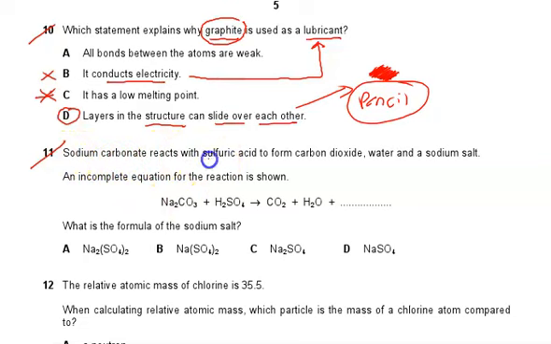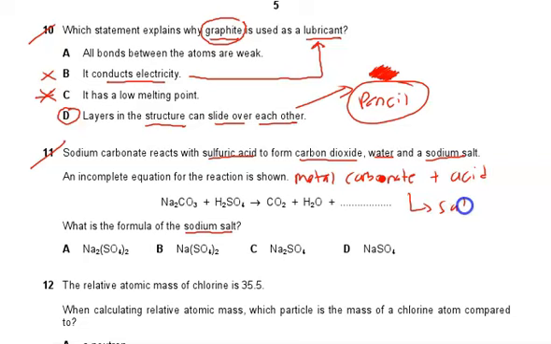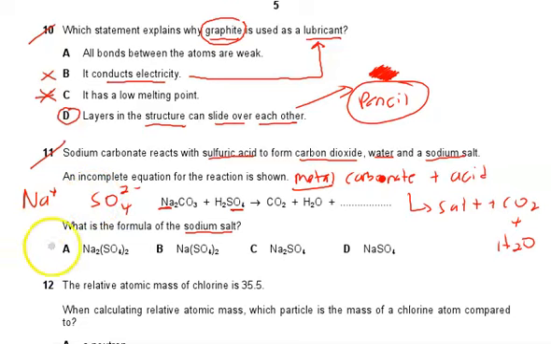Sodium carbonate reacts with sulfuric acid to form carbon dioxide, water and a sodium salt. An incomplete equation for the reaction is shown below. So what is the formula of the sodium salt? We have an equation like this: metal carbonate plus acid forms the salt plus carbon dioxide plus water. So the metal will be combined with the acid, giving sodium sulfate. Sodium is positive 1 and sulfate is 2 negative. So when they combine, you will form Na2SO4. So your best answer here will be C, the most accurate one.